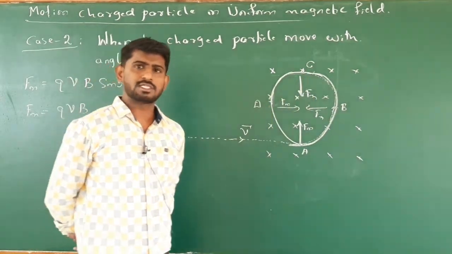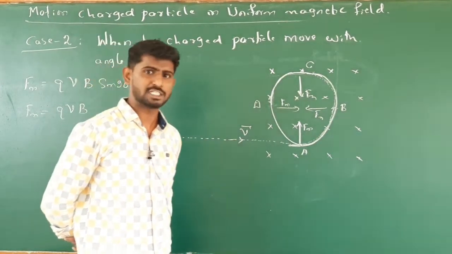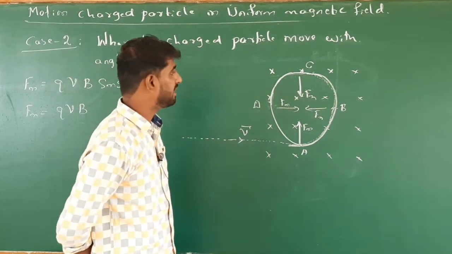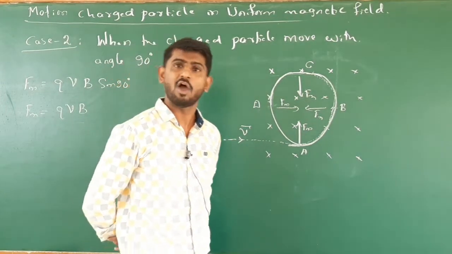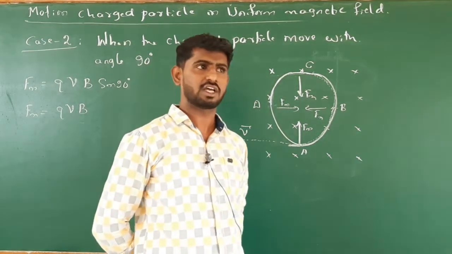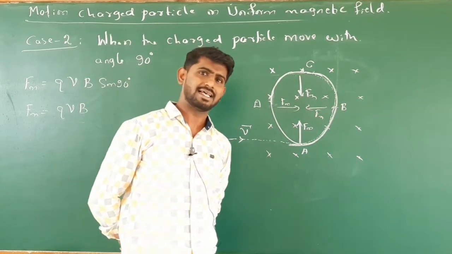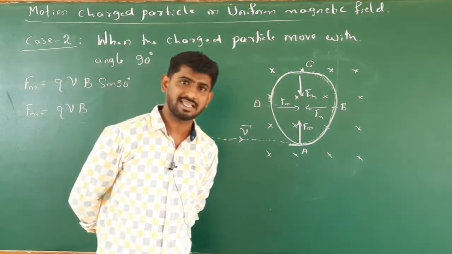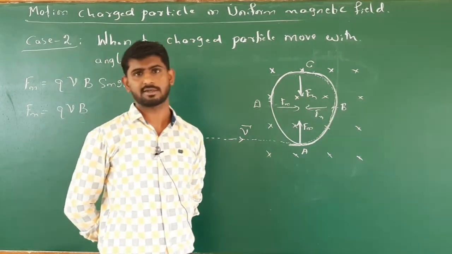The magnetic force on the charged particle at points A, B, C, D: are they the same or different? If I ask like this, the question is incomplete. Should I say the vector forces, are they the same or not? Or should I say the magnitude of forces, are they the same or not?